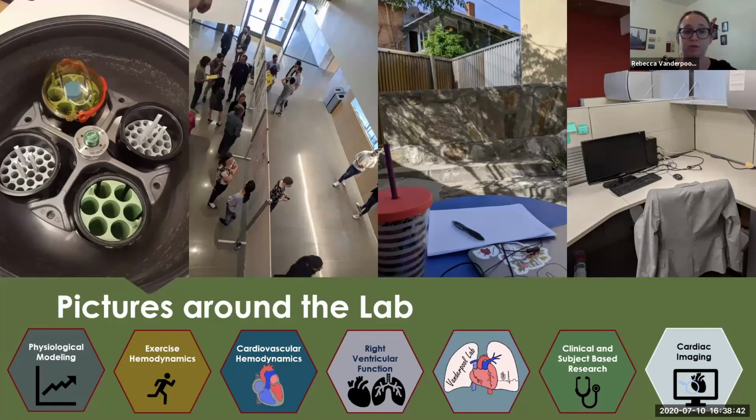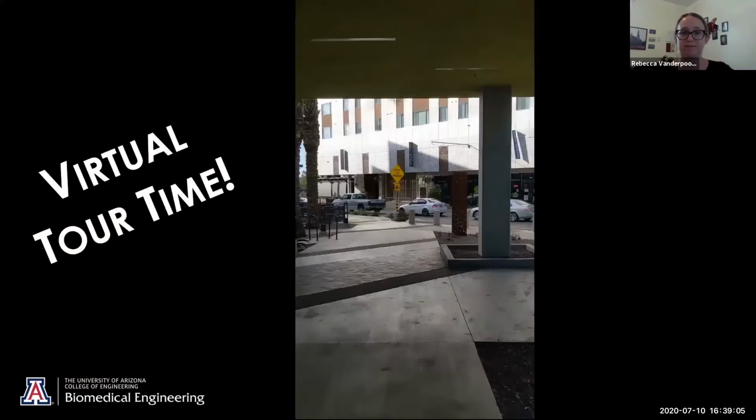In the lab, we use tools such as physiological modeling, exercise hemodynamics, cardiovascular hemodynamics, and right ventricular function, to assess the effect of pulmonary hypertension in both the clinical setting as well as animal models of pulmonary hypertension. We also use cardiac imaging in the assessments. A great way to get a feel for what we do and how we do it is to take a virtual tour of the campus.